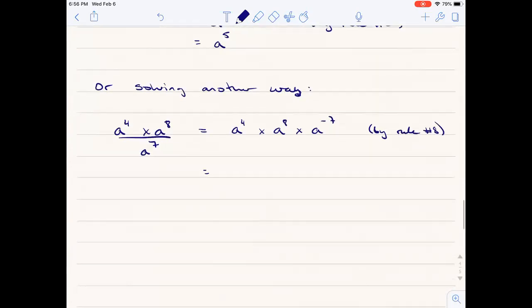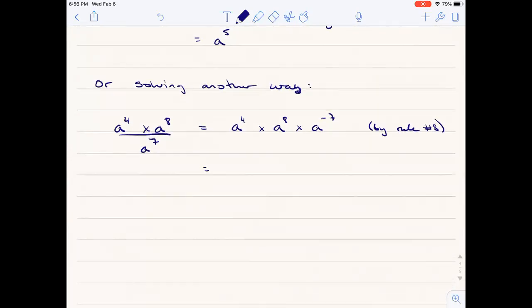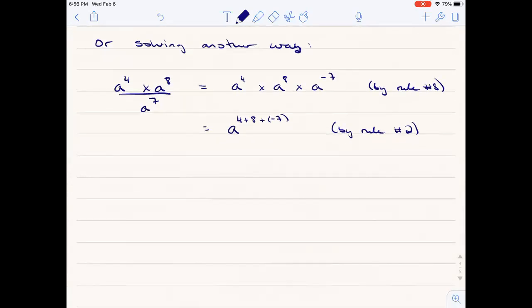And then it doesn't matter actually how many of these bases you have. To smush them all together, you just add up all the powers, right? As long as they're the same base, which they are here, a, we get a to the power of 4 plus 8 plus -7 by rule number 2, which is a to the power of 5 again. All right, so it's just two ways that you could go about solving this problem. Both right.